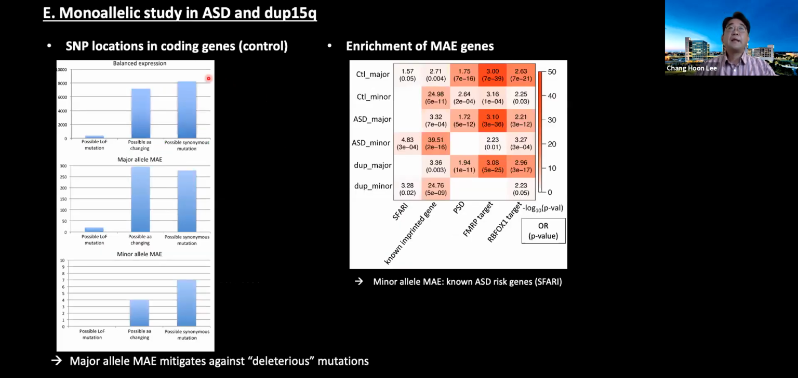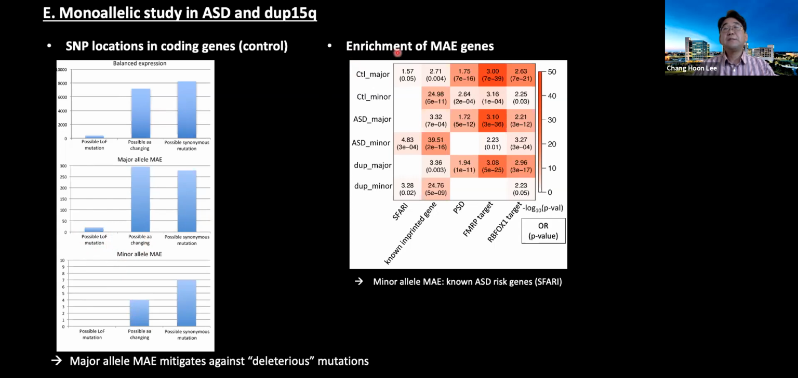From now on, I studied monoallelic expression in ASD and control. Here, I showed the SNP location in coding genes in control samples. The interesting one is that major monoallelic expression shows a very high possible amino acid change and a high possible loss of function mutation compared to minor monoallelic expression. It means that in control, the risk mutation is highly mitigated by monoallelic expression.